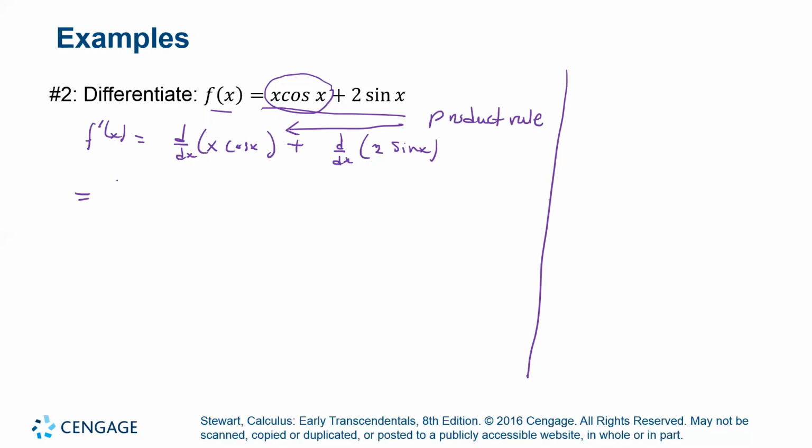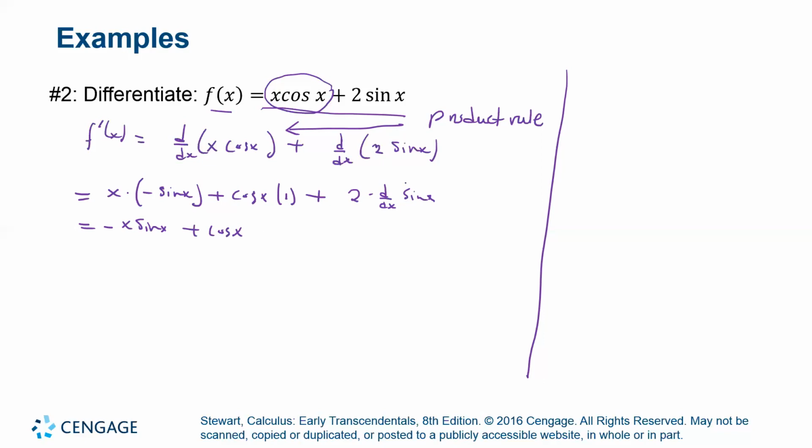So that gives me, keep the first one x and then differentiate cosine of x. That will give you minus sine x, plus you keep cosine of x and then differentiate x, which will just be 1. Then plus, if you differentiate 2 sine x, you can bring the 2 out times the derivative of sine x. So this gives me minus x sine x plus cosine of x.